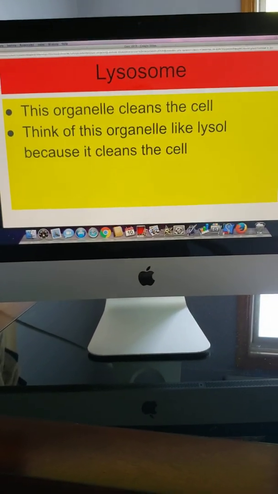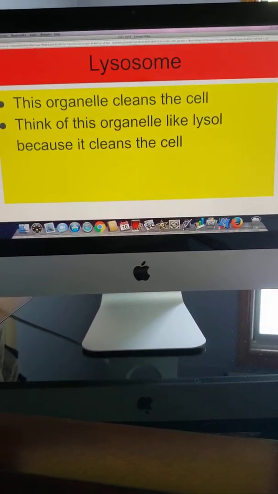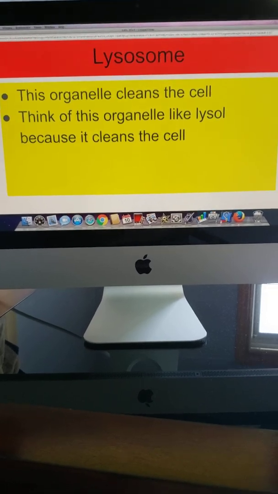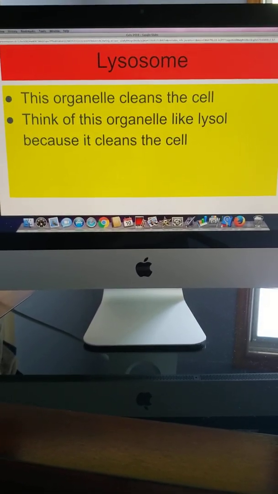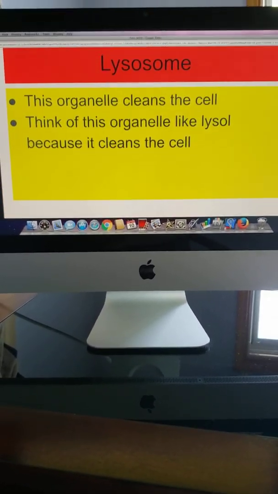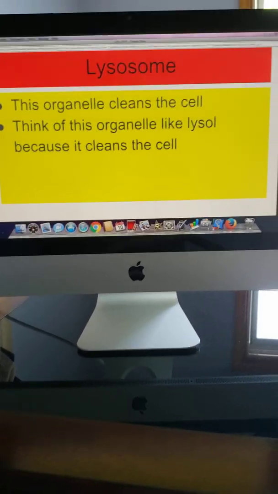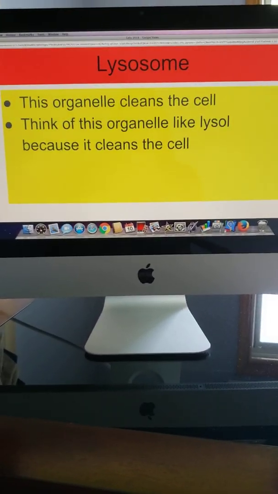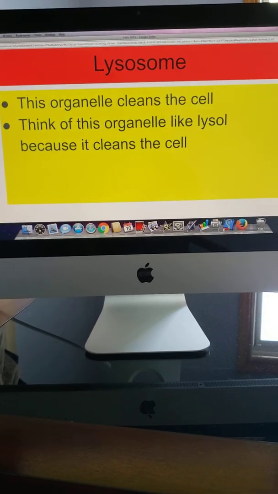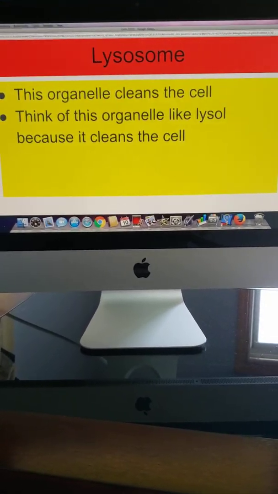And this one I forgot to include, and I mentioned this to pretty much everyone as you were turning in your work, the lysosome. This is both in plant and animal cells as well. The lysosome is the organelle that cleans the cell, and this is very appropriate, right? Thinking of it like Lysol, cleaning the cell, cleaning the surfaces.